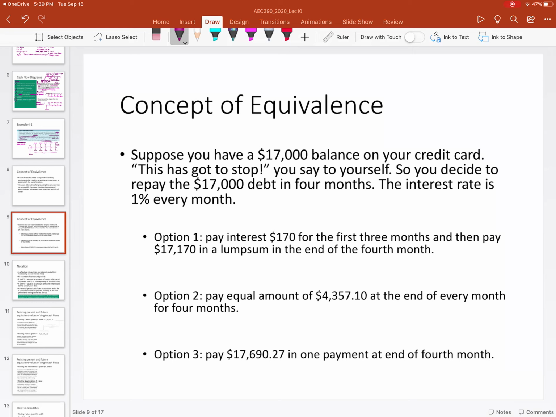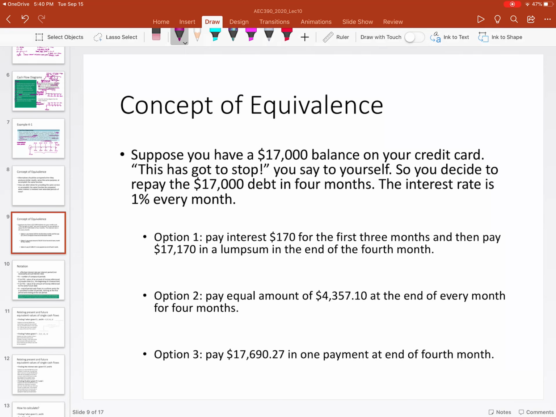Here is an example of the concept of equivalence. Just imagine that you have a $17,000 balance on your credit card. Gosh, that's a lot. Which means you owe the credit card company $17,000, and you decide to stop that. You don't want to pay too much interest in the end, so you have to stop that as early as possible.